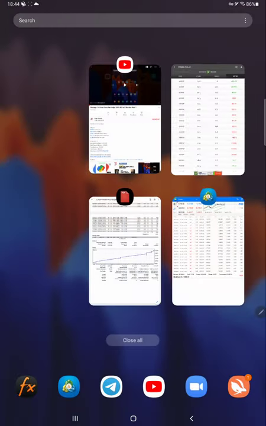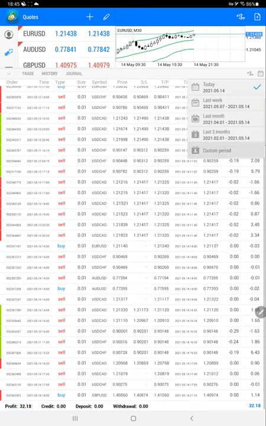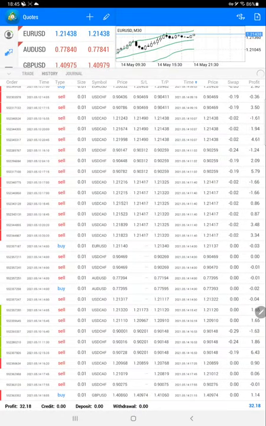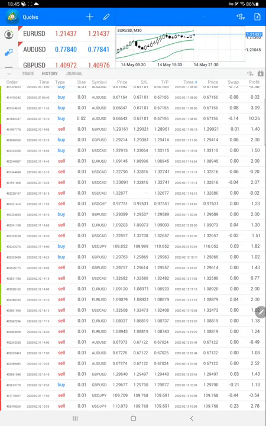So here we will have a trading account history. Current negative M2M is $52, and the current balance for this account is $41,916, and the equity is $41,863. We'll check the trading account history. This is the trading history. So here is the complete trading history.